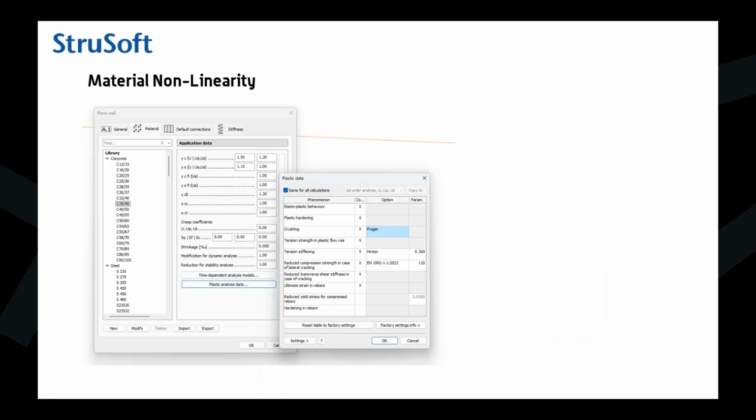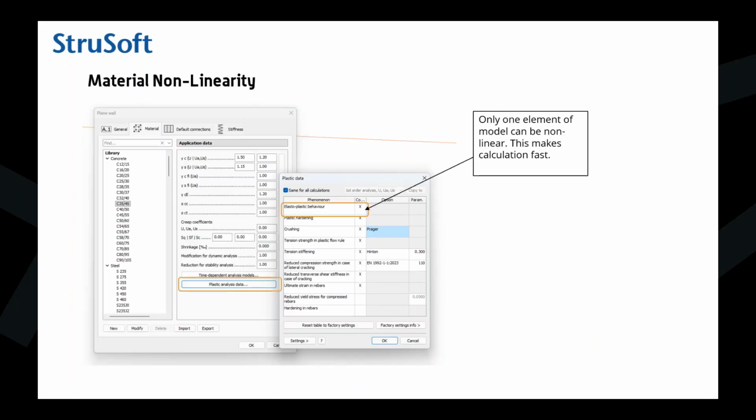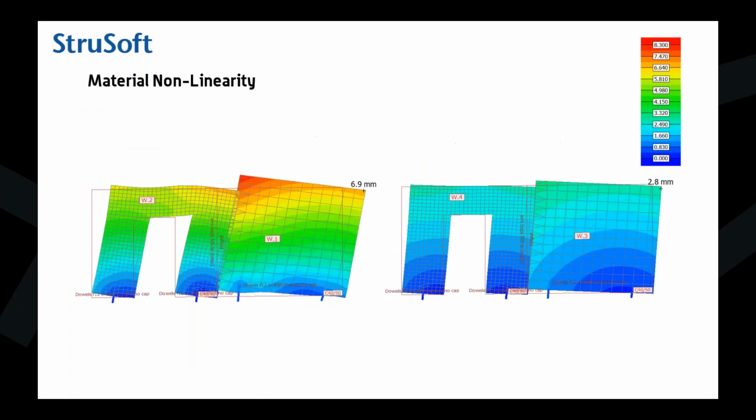Then we turn on the nonlinear models, and it can be turned on only for certain walls. So you don't have to apply nonlinearity to the whole model, or you can put it on just one wall, or even divide the element and put it on just one small region of one element to really make it fast.